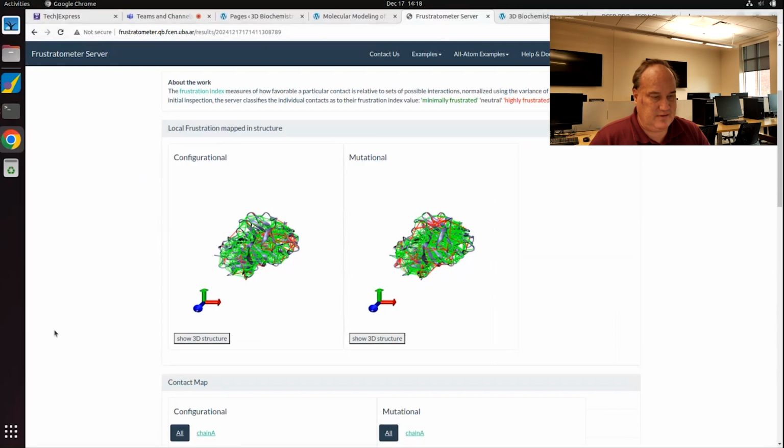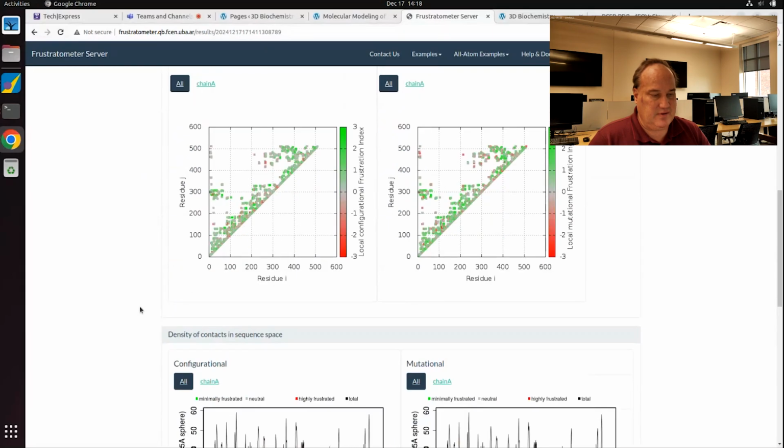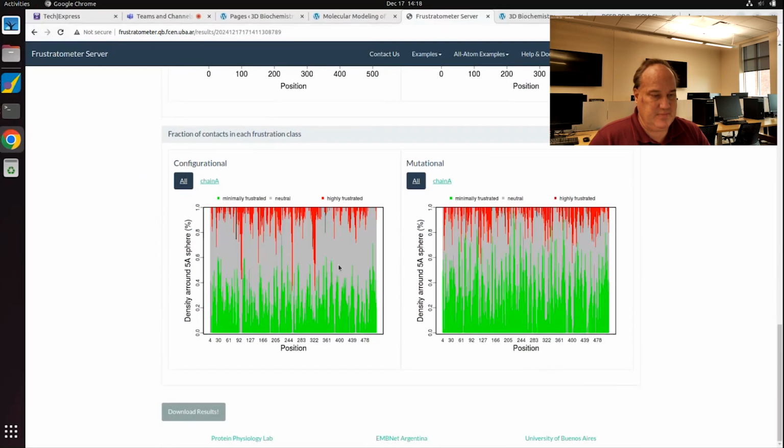That may be significant. Now, we can't really do anything here. We can click to show the 3D structure if we want. What I'm going to do is go down to the bottom here, where we've got configurational and mutational frustration. The one most relevant that I look at is the configurational frustration, because we're looking at different configurations of our protein and our amino acids. So we want to look at the configurational side.